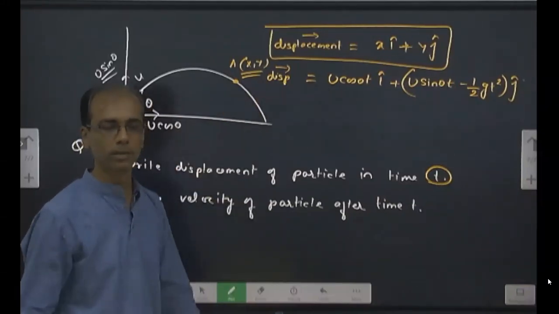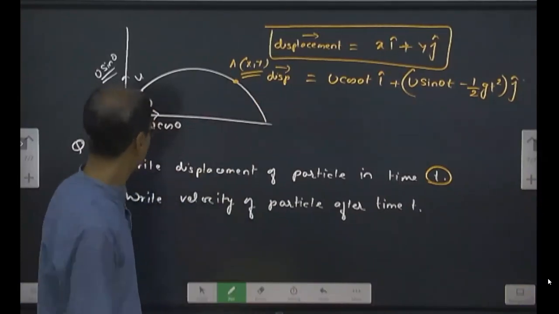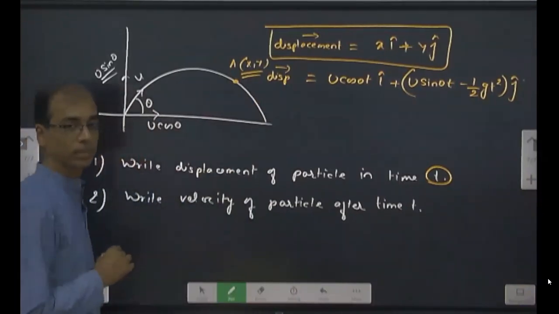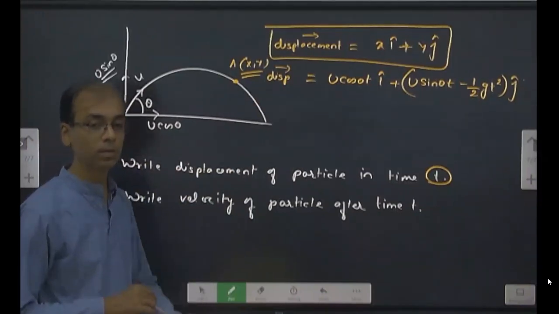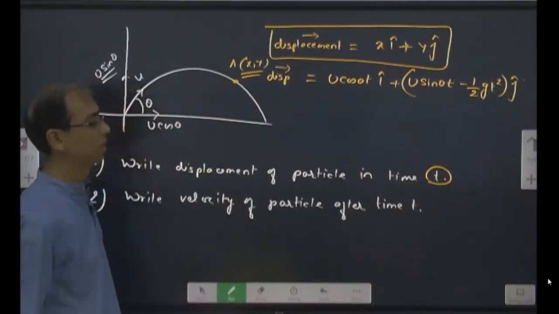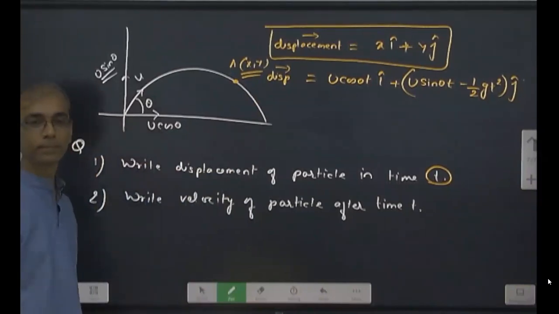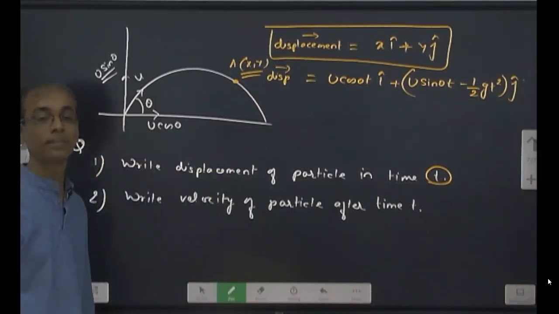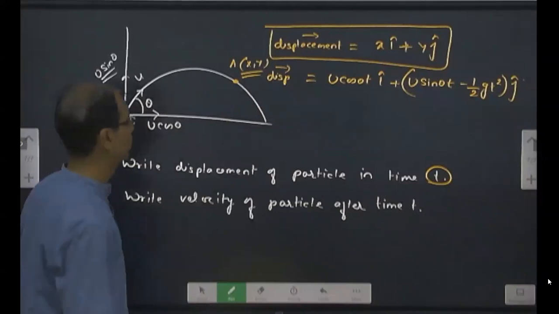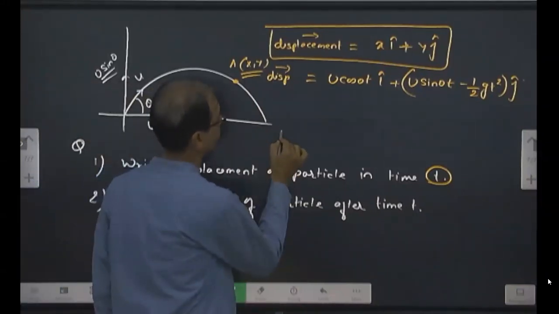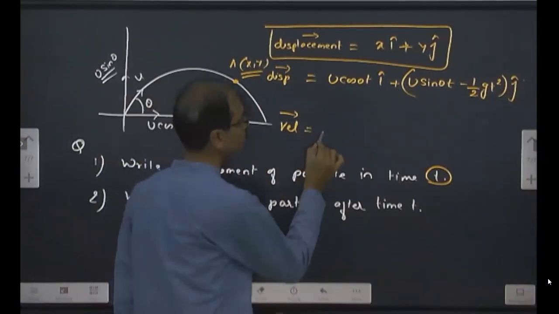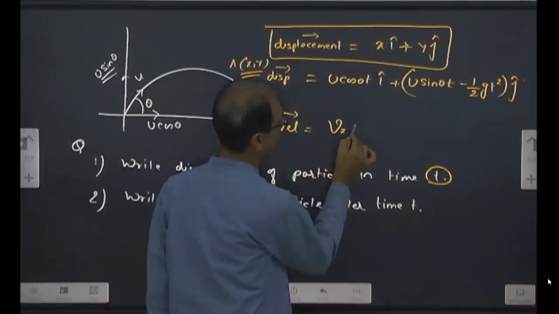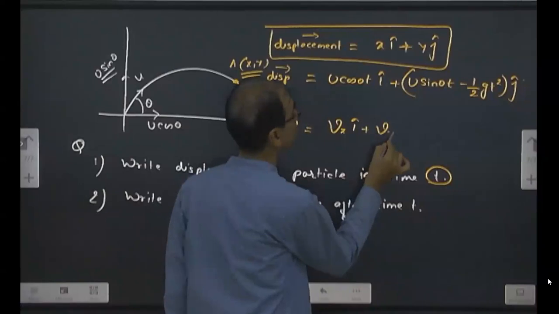I'll give you the answer. Now, the second question is for velocity. Now, who is going to tell me? You understood what I am asking, right? Can anyone tell me what will be velocity? U cos theta plus U sin theta minus gt. Yes, very good. So, velocity is Vx i cap plus Vy j cap.